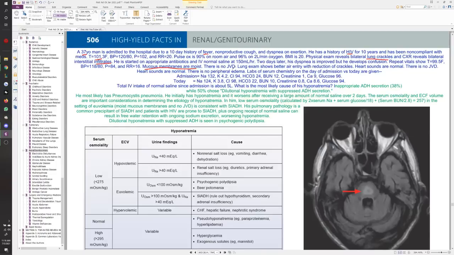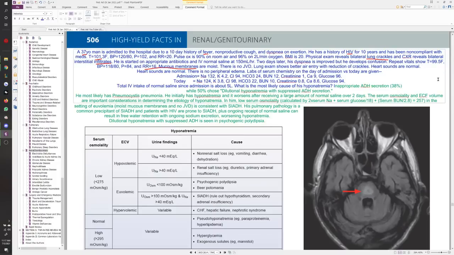No JVD means no jugular venous distension, so his right heart is good. Nothing's backing up. Lung exam shows better air entry, no more crackles, so his pneumonia is pretty much cured. Heart sounds are normal. Once again, they say no JVD. I'm not sure if that's actually what they said or if I just wrote it twice. Oh yeah, I definitely wrote it twice, excuse me. Heart sounds normal. There is no peripheral edema. That's good to know. Labs of serum chemistry on the day of admission versus today are given.